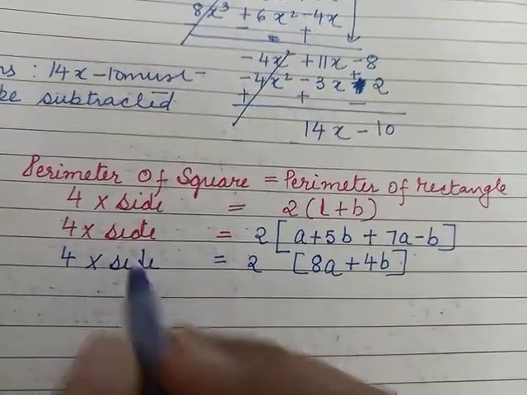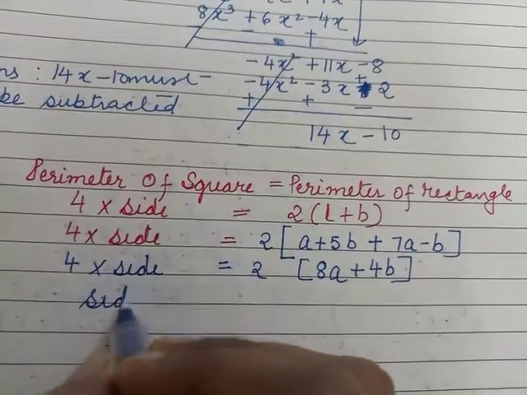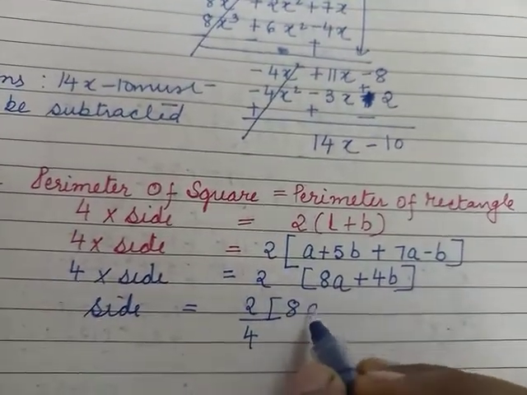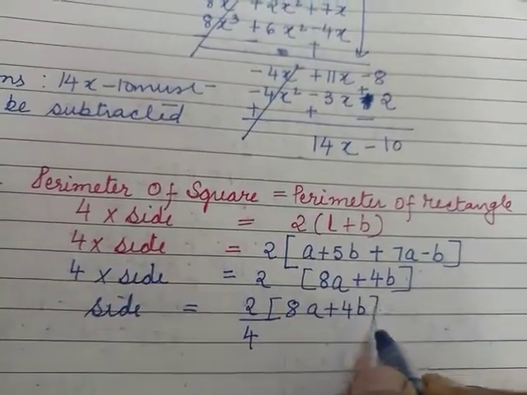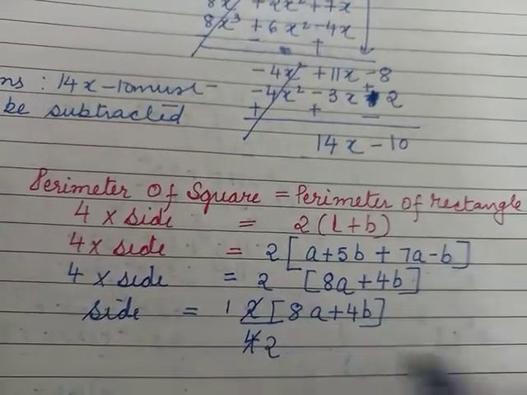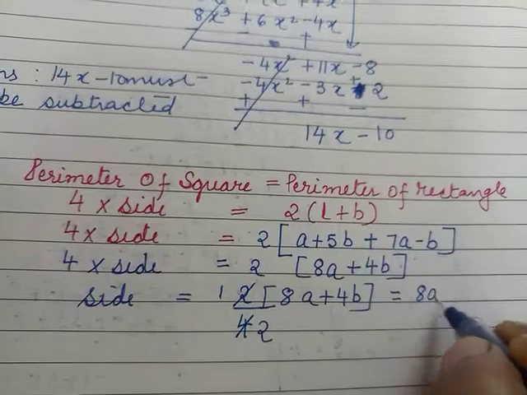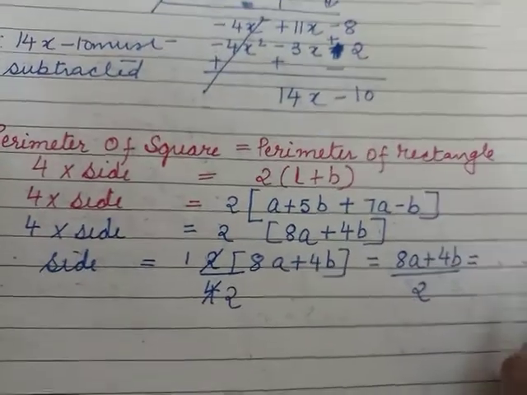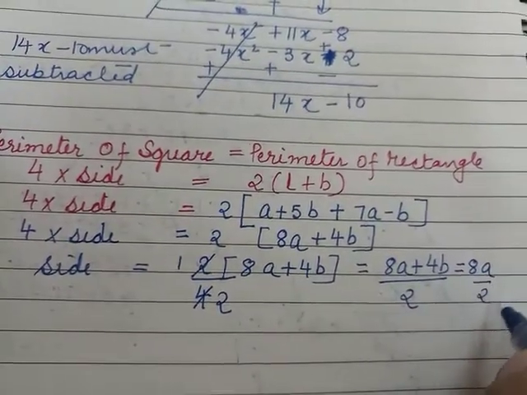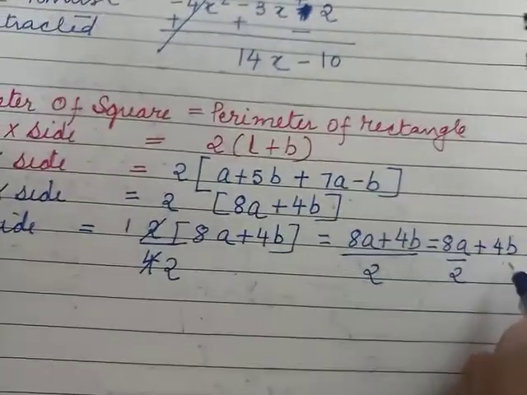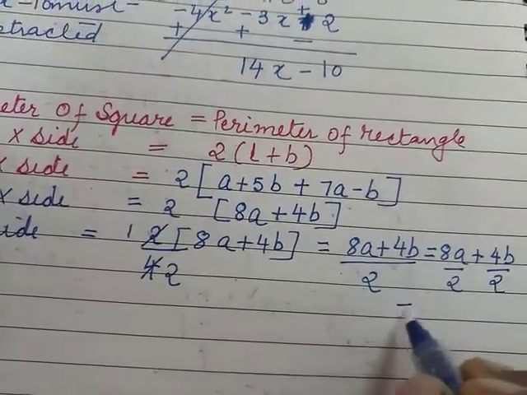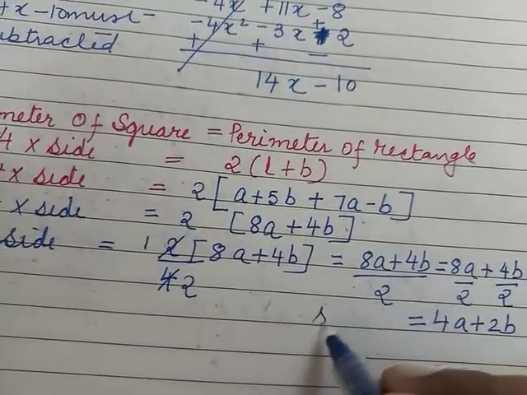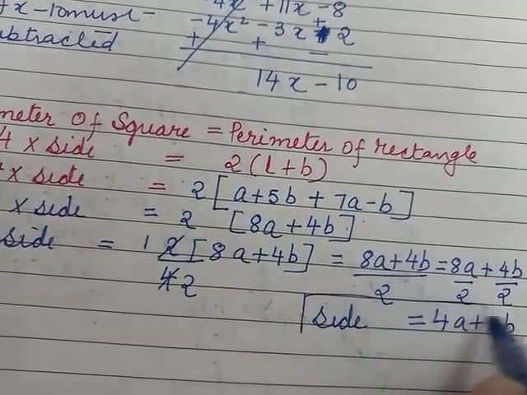Now we are looking for the side. So side is equal to 2 upon 4 into (8A plus 4B). 2 ones is 2, 2 twos is 4. So what we get, (8A plus 4B) by 2. Now this 2 divides both the terms. So 8A by 2 plus 4B by 2. So what you get, 4A plus 2B. That is the side of the square.